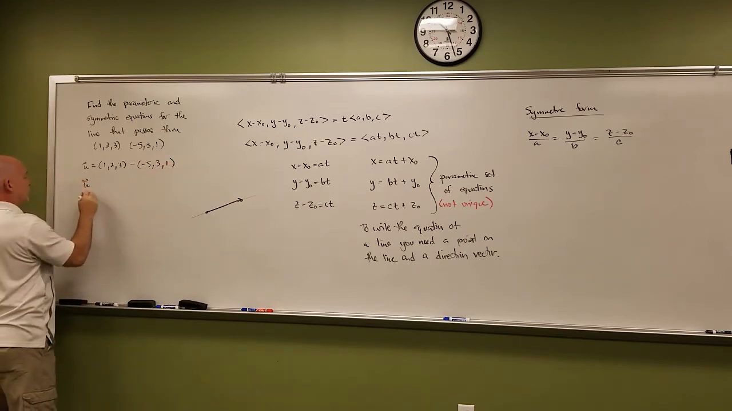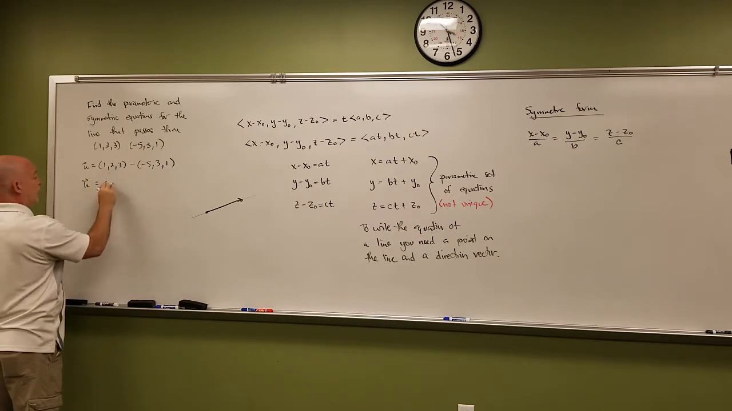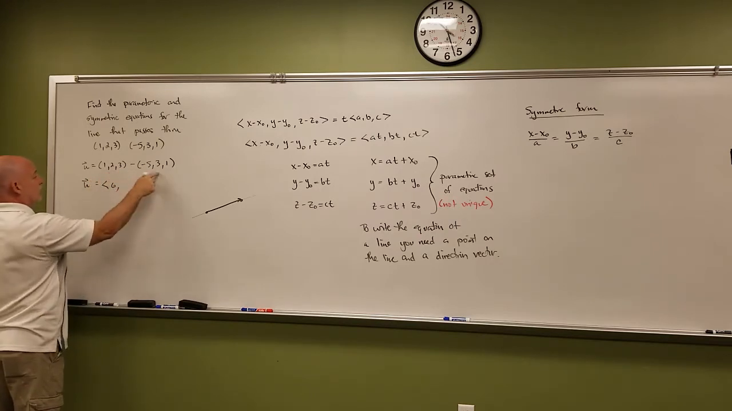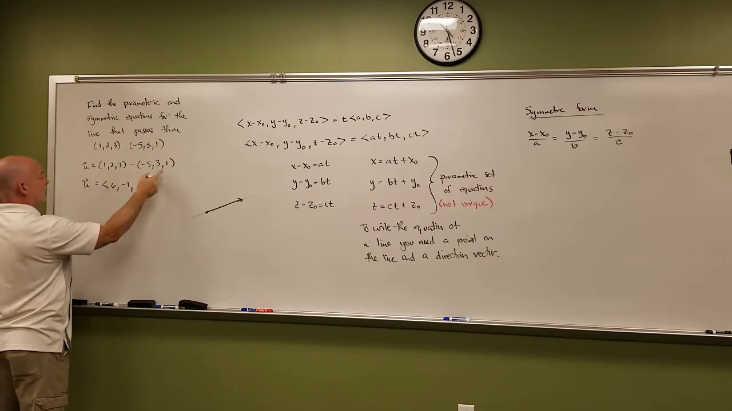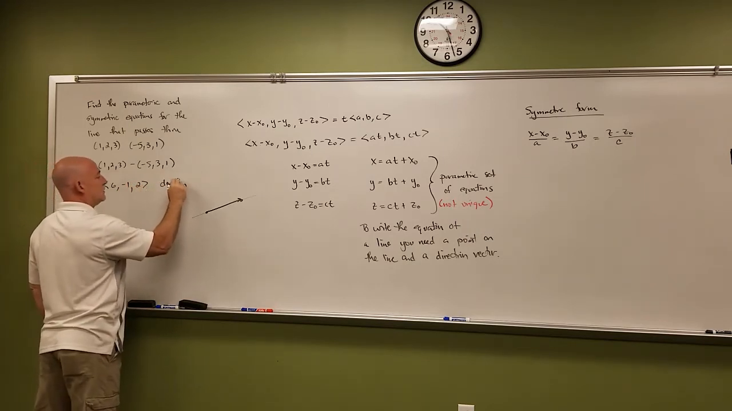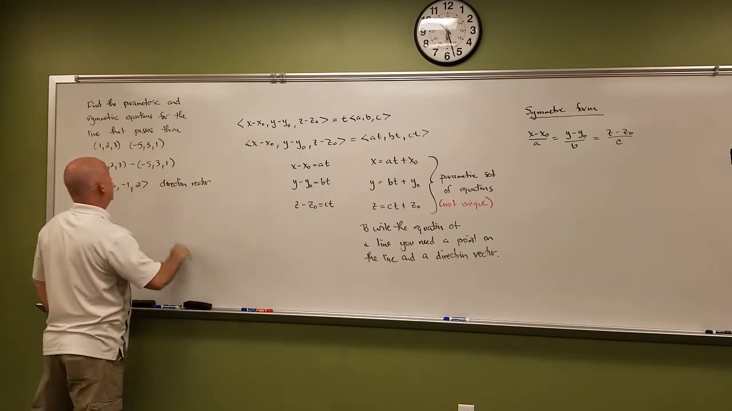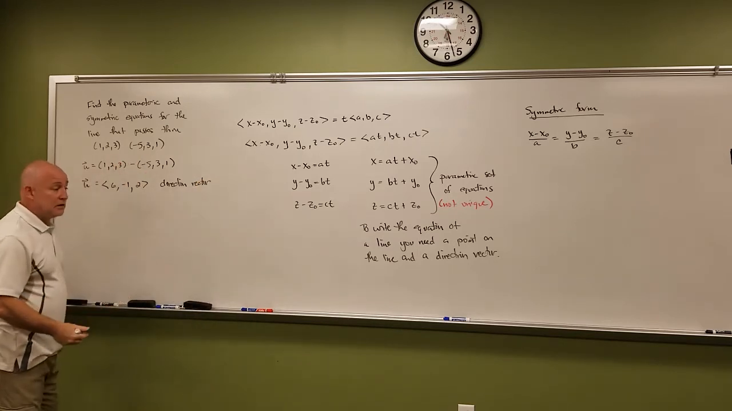So our direction vector is going to be what? 1 minus 5, which would be 6. 2 minus 3 is negative 1. 3 minus 1 would be 2. This is our direction vector. Okay, once you have your direction vector and a point, you're basically done with this problem.